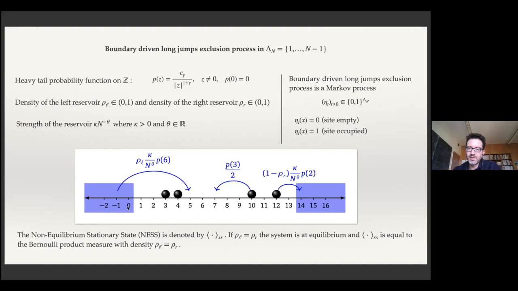So if rho_L is equal to rho_R, if you have the same density at the reservoirs, then the system is at equilibrium. You don't have a flux of particles inside, and you have an equilibrium stationary state with zero flux. But if the densities at the boundaries are different, then the stationary state is unknown, and the Bernoulli product measures are no longer invariant.